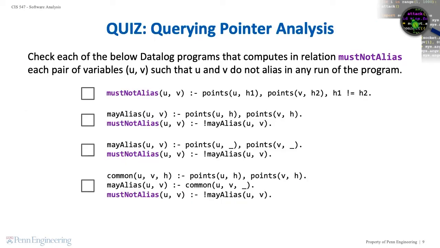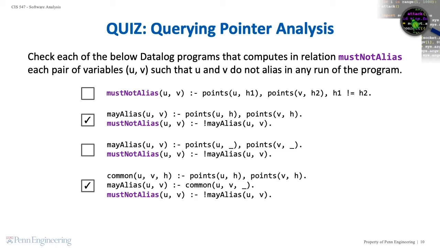Suppose you want to compute the relation must not alias for a program in a toy language, where must not alias(u, v) holds if and only if u and v do not alias in any run of the program. Select each of the Datalog programs below that will compute the correct output. The two programs which correctly compute the must not alias relation are the second and fourth.